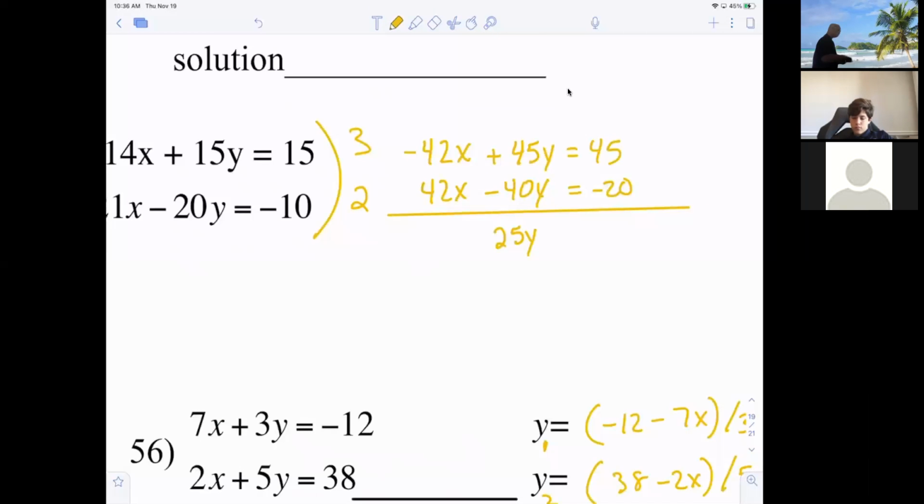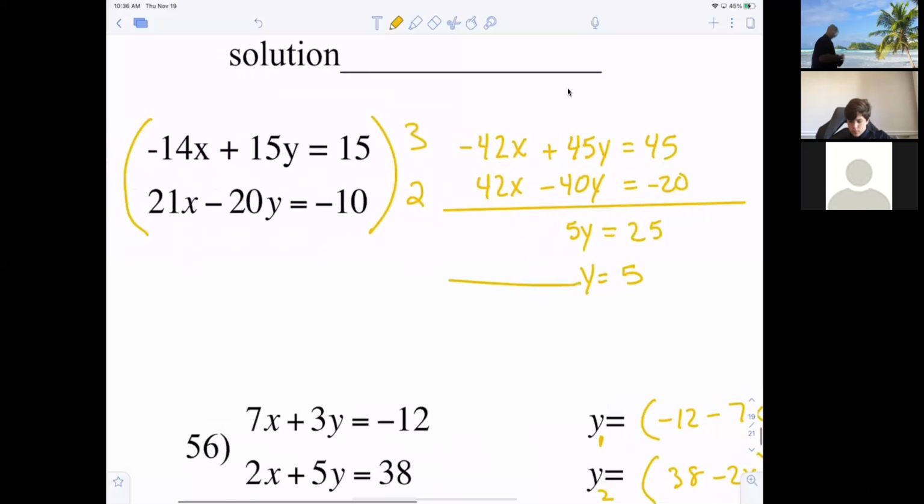25y, 5y is equal to 25. Everybody good with that? So now I have y is equal to what? 5. All right, now I'm just going to plug 5 in right here.